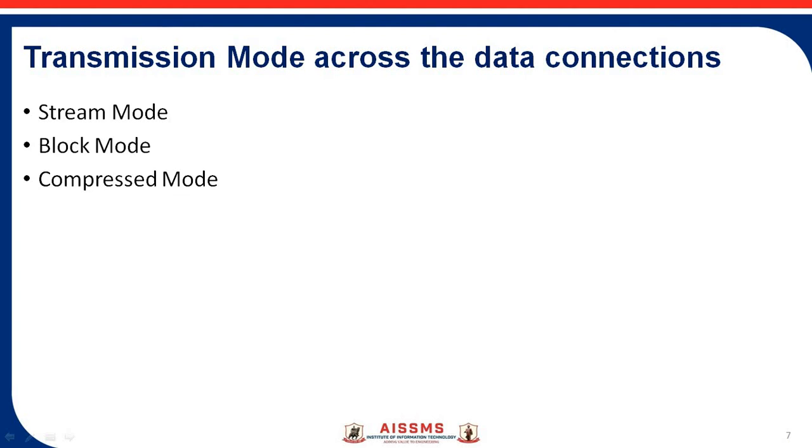Second one, block mode. Data can be delivered from FTP to TCP in blocks. In this case, each block is preceded by a 3-byte header. The first byte is called the block descriptor, and the next 2 bytes define the size of the block in bytes.